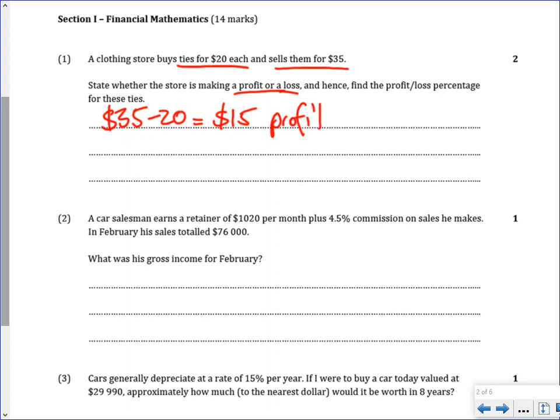And then the question's also asking me to find the profit or loss percentage. So we're going to get the profit, that's 15, divided by the cost price, and that's important. We're dividing it by the amount that we're buying it for, which is 20. We're going to times that by 100, always timesing it by 100 because we're making it a percentage, and that will equal 75%. So we're making 75% profit per tie we sell. As you see, it's 2 marks, 1 mark for finding the profit, 1 mark for actually finding the percentage.